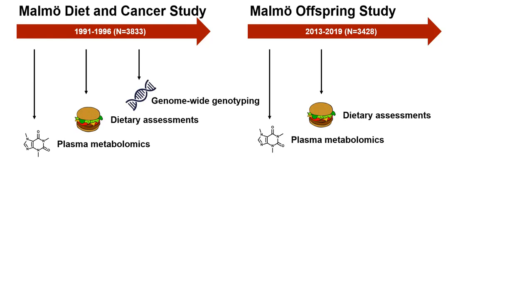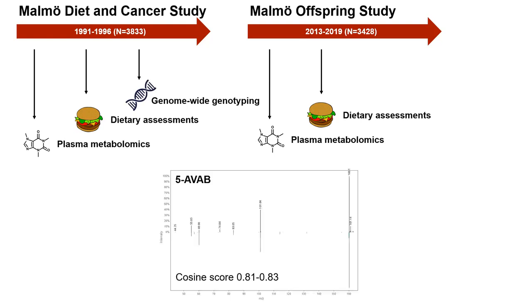So we looked into the untargeted metabolomics data to see if we can find a match between the metabolite that we measured in our data set that we annotated as 5-AVAB and the untargeted data that they have. And we used GNPS to do this, which you will also hear more about later this week. And we found a good match with a cosine score of 0.81 to 0.833 in the two different cohorts. So we assume that this is 5-AVAB, and I will refer to it as such in the rest of this presentation.